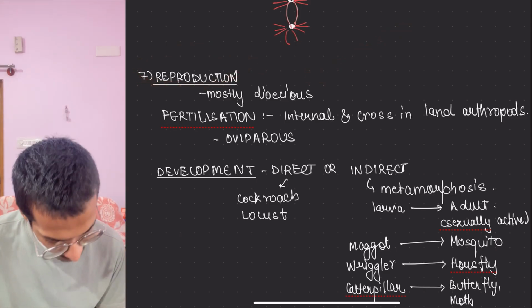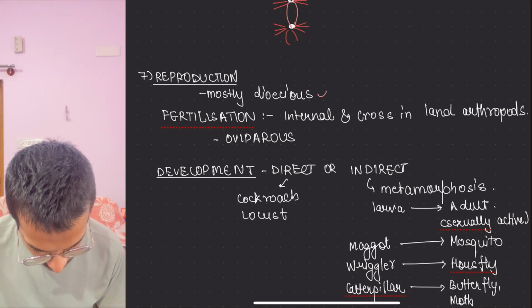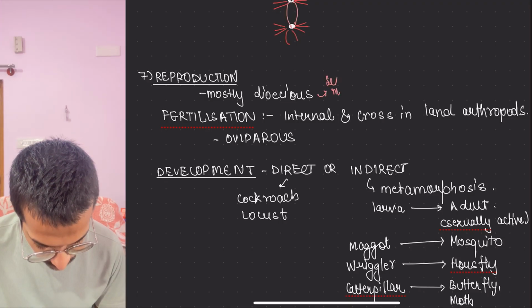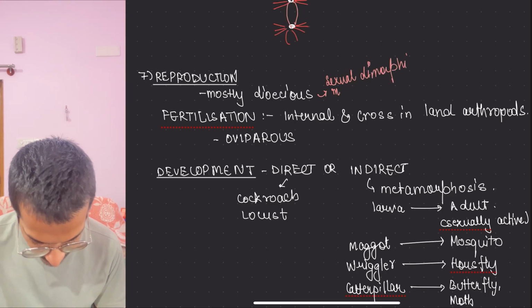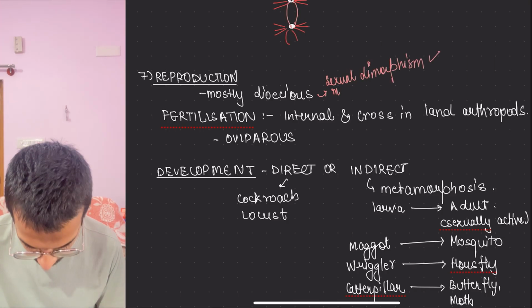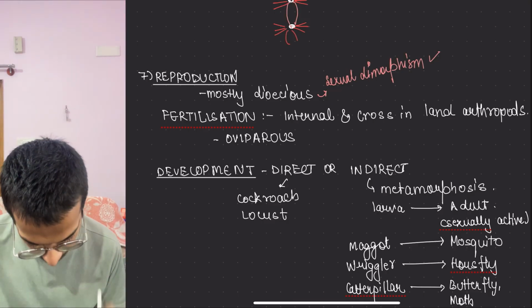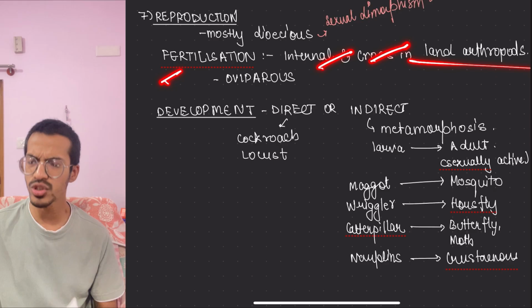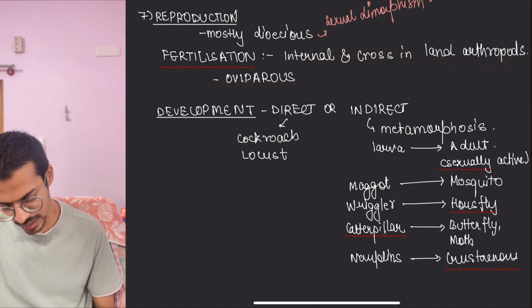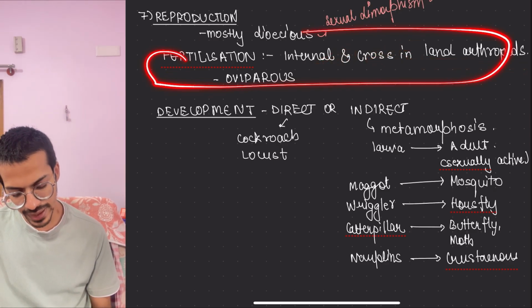and they have sexual dimorphism present. Okay, so this thing we will remember. Next, fertilization: it is internal in the land arthropods, and they are oviparous. So you remember this fact. Now the development could be direct or indirect.